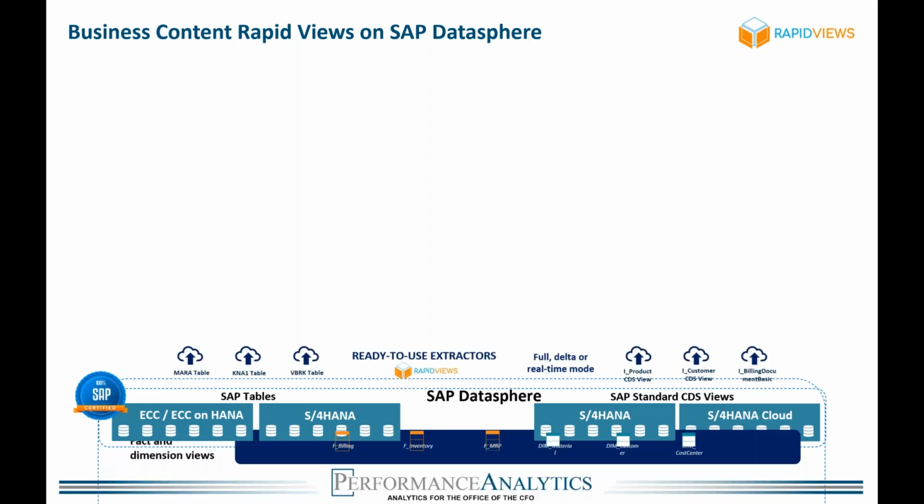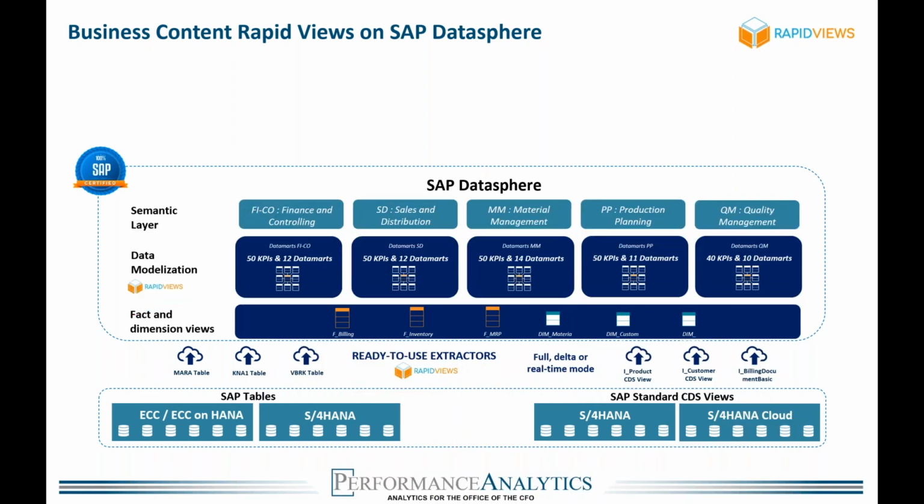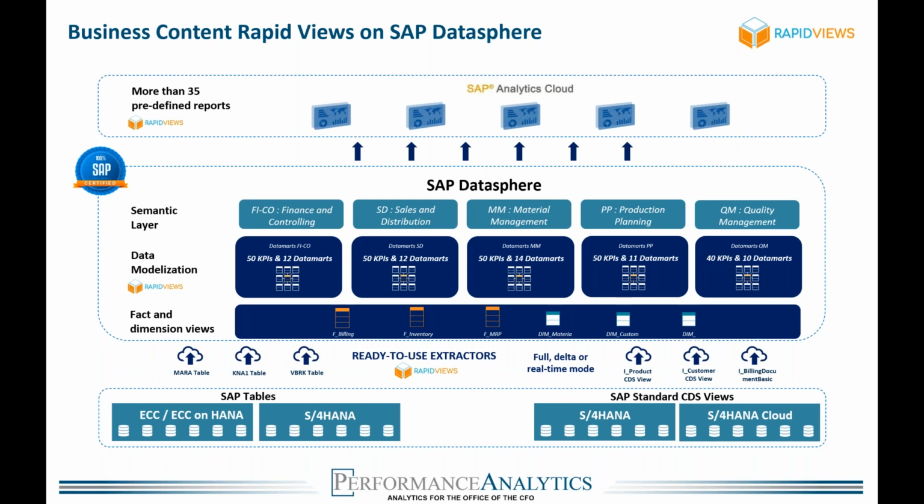After the extractors are available, RapidViews deploys on the SAP DataSphere platform all the fact and dimension views, for example the billing view, inventory view, customer view, and material view. After that, RapidViews deploys the whole business layer: all the data marts, the 50 module data marts and the 20 cross-module data marts, and the semantic layer available on top of each data mart.